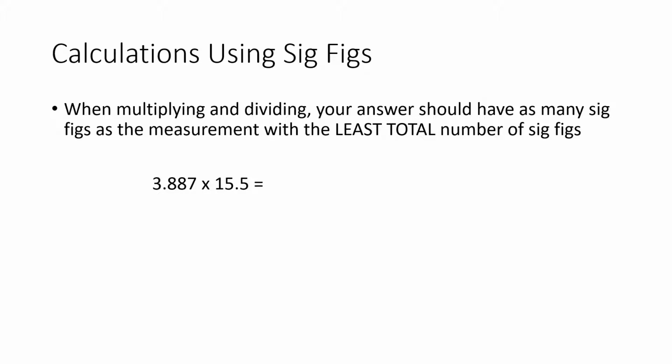Take these for example. If we do 3.887 times 15.5, punch it in your calculator as is, and the calculator gives you an answer of 60.2485. Now you have to look at your sig figs. 3.887 has 4 digits. 15.5 has 3 digits. So our answer can only have 3 sig figs due to the 15.5. So our actual answer would be 60.2.